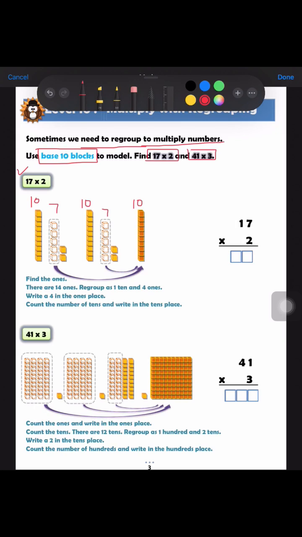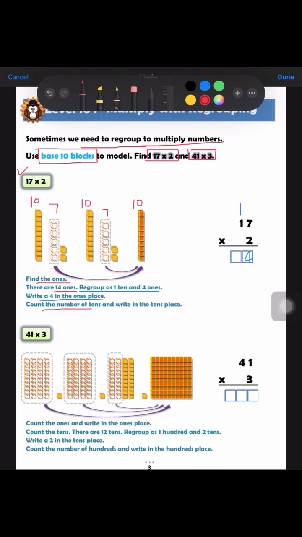First step, we find the ones. So there are 7 ones plus 7 ones. So there are a total of 14 ones. And we could regroup as 1 ten and 4 ones. So we write a 4 in the ones place and carry 1 ten to the tens column.